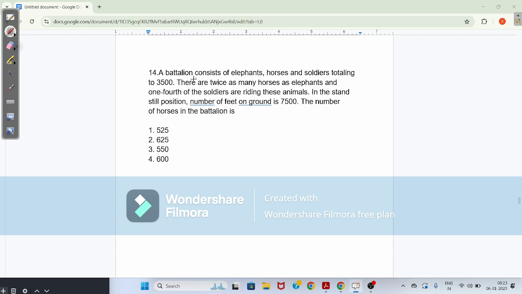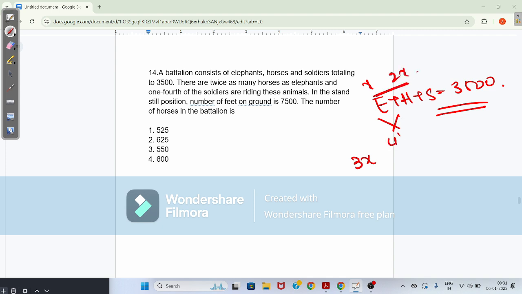Now a battalion consists of elephants, horses and soldiers, totalling 3500. There are twice as many horses as elephants. Consider elephants E, horses H and soldiers S: E plus H plus S gives 3500, the total number of the battalion. This is x and this is 2x, and these have 4 legs, so 4 into 3x, plus for soldiers who have 2 legs, 2 into 3 by 4 y.